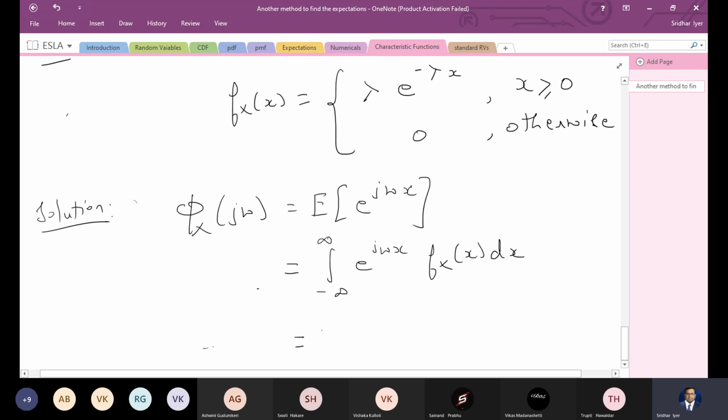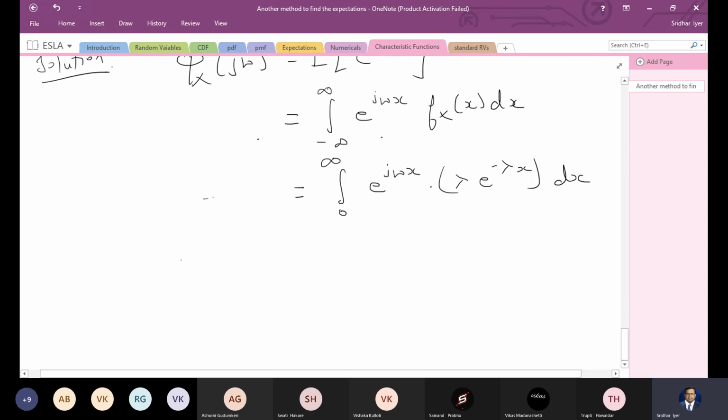You can see that the PDF value, that is lambda e raised to minus lambda x, exists only for x greater than or equal to 0, right? That means from negative infinity till 0 this PDF does not exist. Therefore I'll change the limit of the integral from 0 to infinity, and you'll have e raised to j omega x, and for this limit fx of x is lambda e raised to minus lambda x, and this will be dx, right? Now this just turns out to be a simple integral.